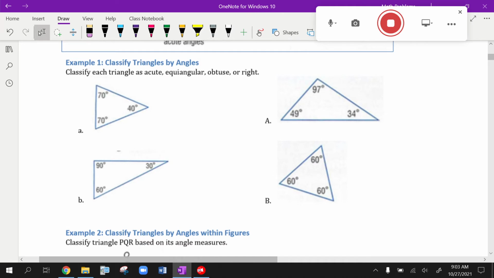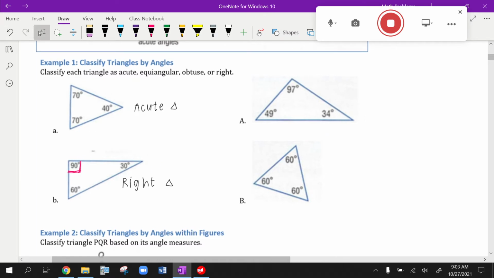It says classify the triangles by their angles. Classify it as acute, equiangular, obtuse, or right. So first, part A, I see these are all three acute angles. They're not all the same. That means this is an acute triangle. Next, part B, when I look, I see this 90-degree angle. I know that's a right angle, so this has to be a right triangle. Go ahead and try these practice problems on the right.